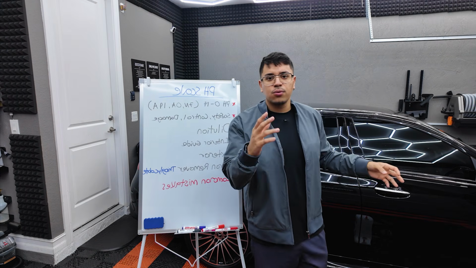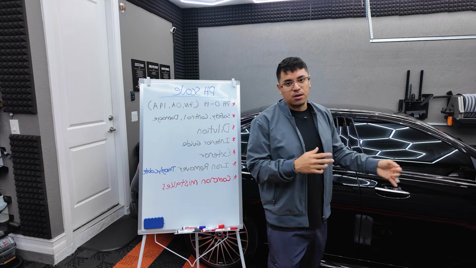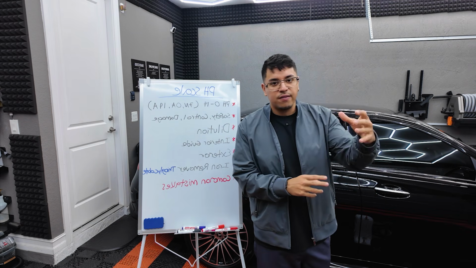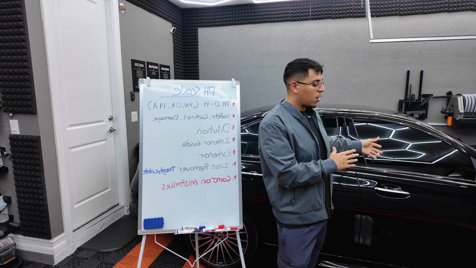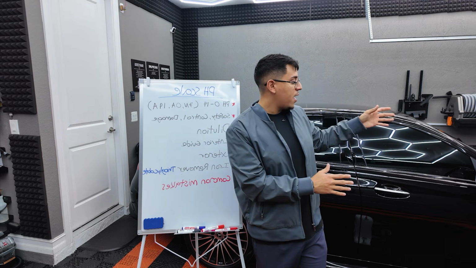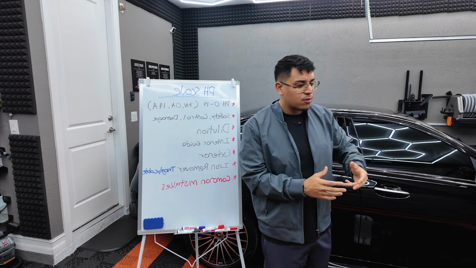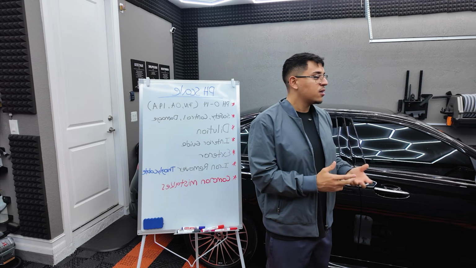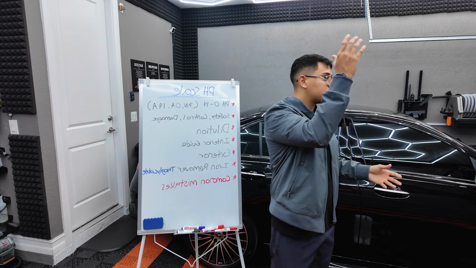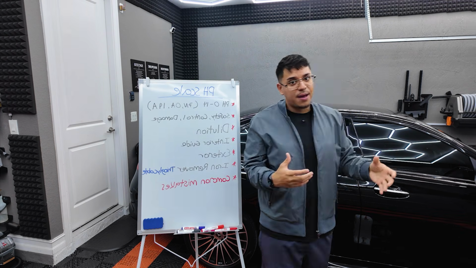So let's say you need to remove contamination from a lighter car, whether it's white, gray, light blue, whatever, and you're gonna do an iron removal process. You're gonna wash the car, and while the car is still wet, you're gonna spray the iron remover. That way you're not running the risk of the iron remover getting dried on the paint. You might damage it, right?